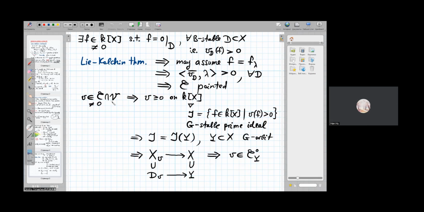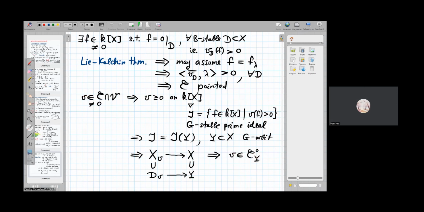we have taken what we have done. We have taken any vector in C, which is in the valuation cone, and to this vector we associated an orbit in X, such that this vector v belongs to the relative interior of the respective colored cone corresponding to this orbit. This is what we have done right now.